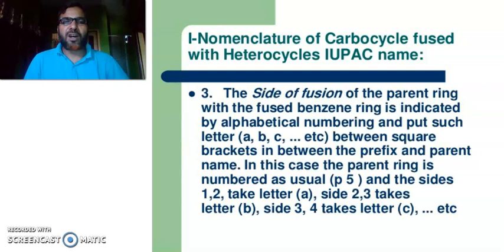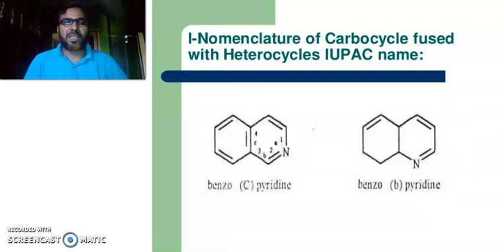The side of fusion of the parent ring with the fused benzene ring is indicated by alphabetical lettering, a, b, c, placed between square brackets between the prefix and the parent name. In this case, the parent ring is numbered as usual, and side 1,2 takes letter a, side 2,3 takes letter b, and side 3,4 takes letter c. Now you can see benzo[c]pyridine. Why c? Because it is attached at the c face.